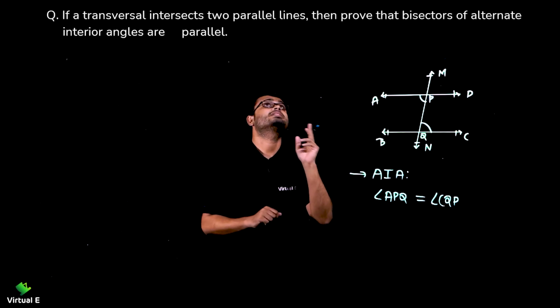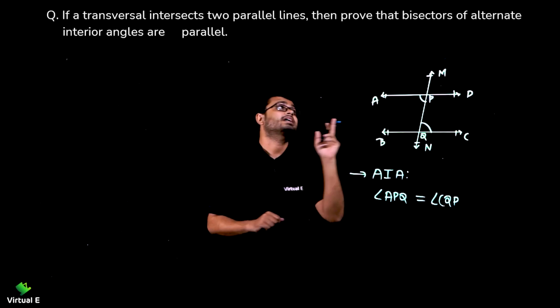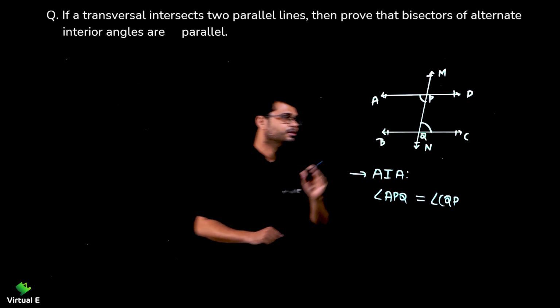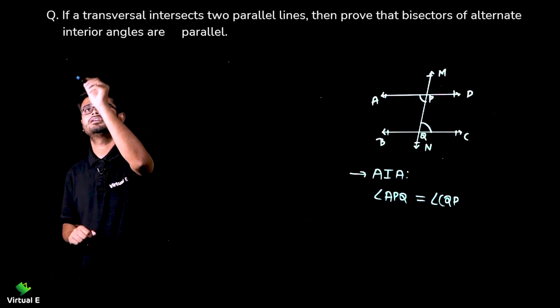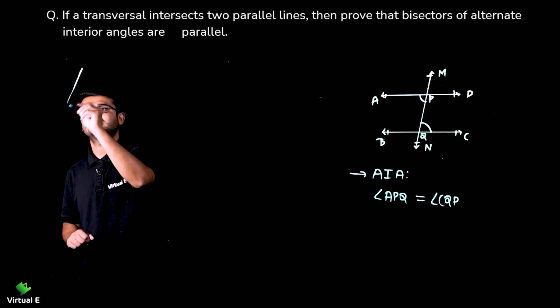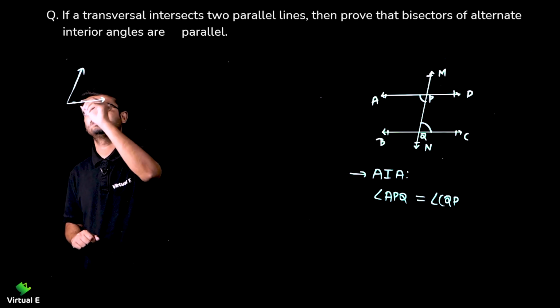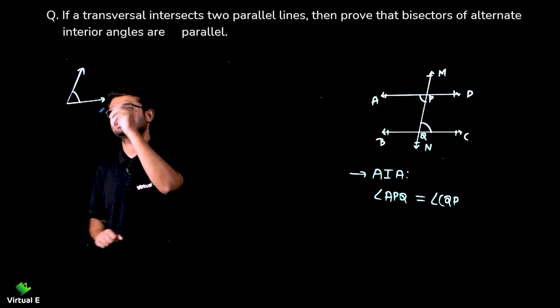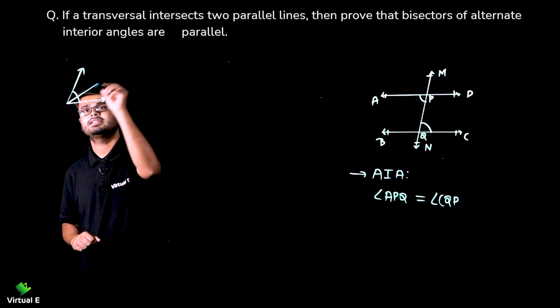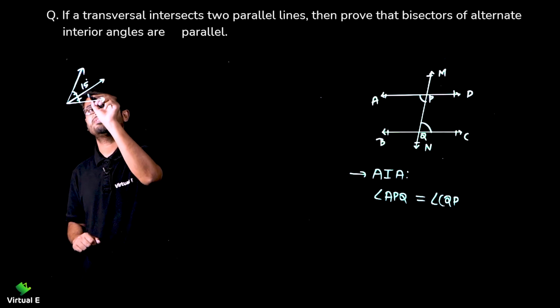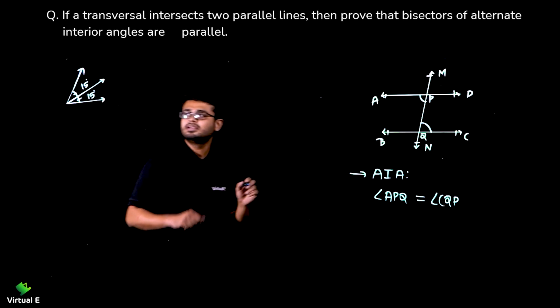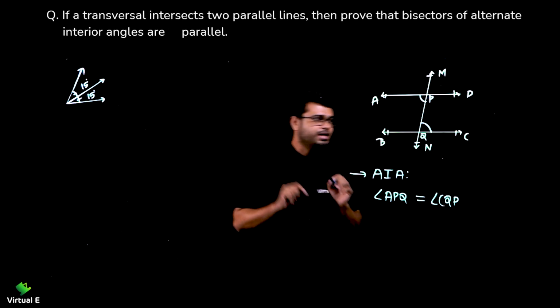We need to take the bisector. Yes, bisector. So bisector means what? First of all, let's understand the idea of the bisector. Let's say this is one angle, and for value, let's take 30 degrees, right? And this line will be the bisector if it divides it into 15 and 15, right? Means dividing into two equal parts.